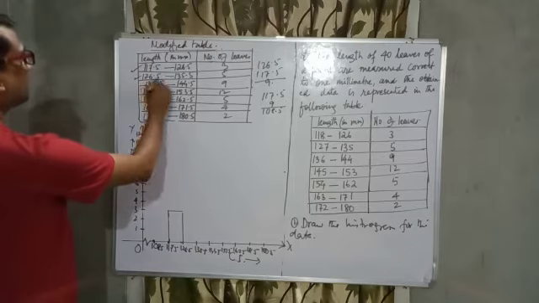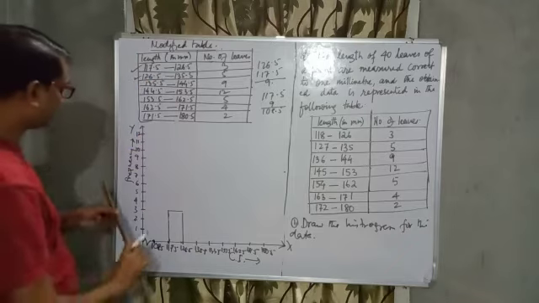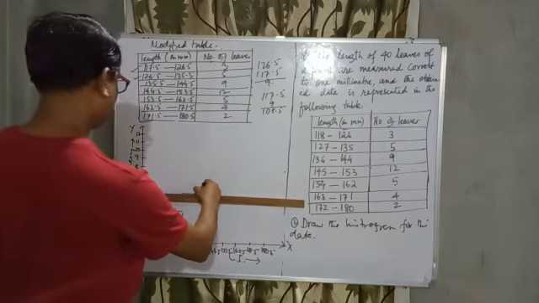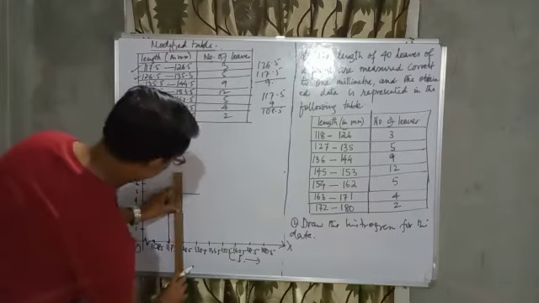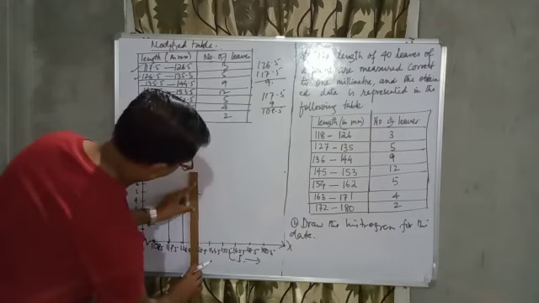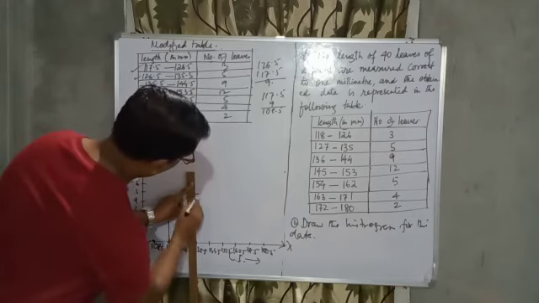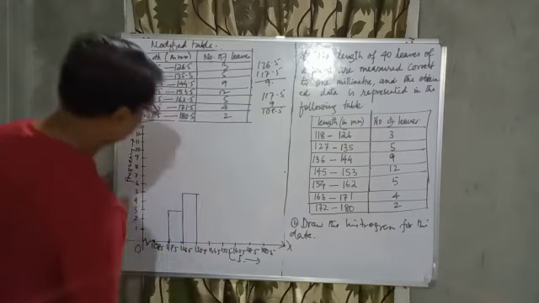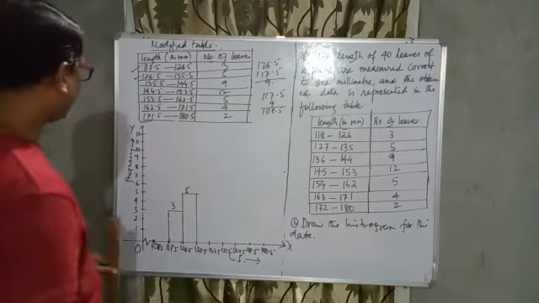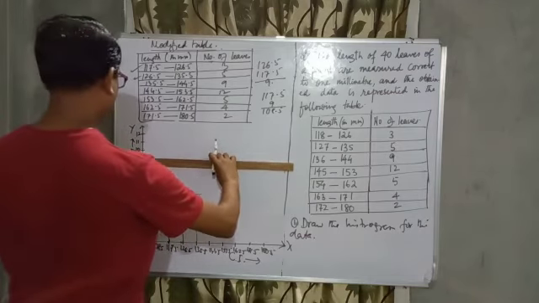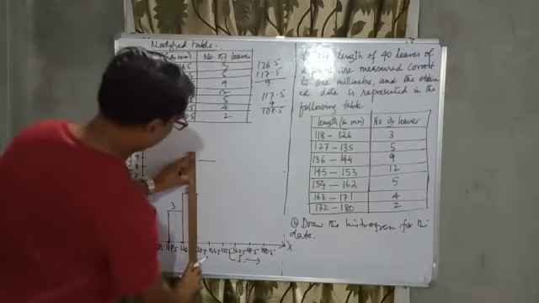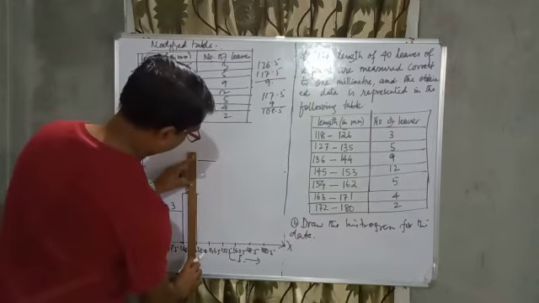Next is 126.5 to 135.5. There the frequency is 5. Up to this much is 5. So it is better to draw in this way, then it will be easy to draw. This line should be straight. Okay. This is 3. This is 5. Next is 9. This is 9. With the help of a pencil you draw, otherwise if something goes wrong, you can correct it.